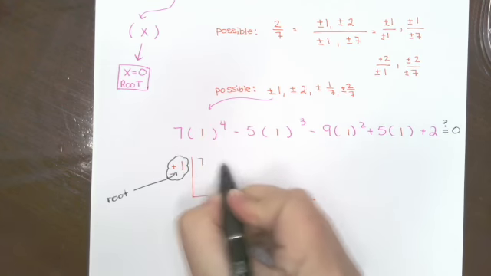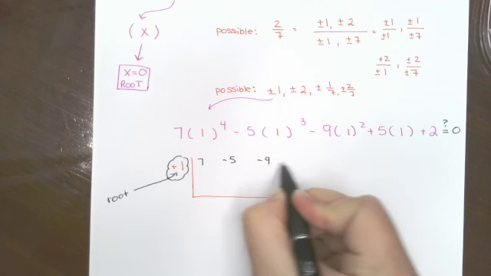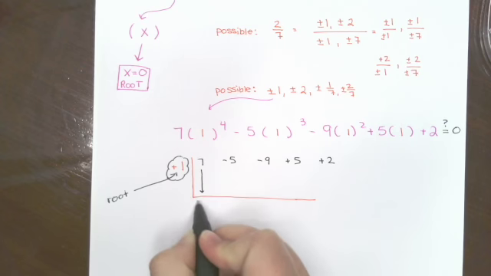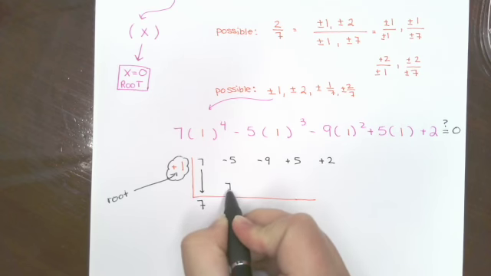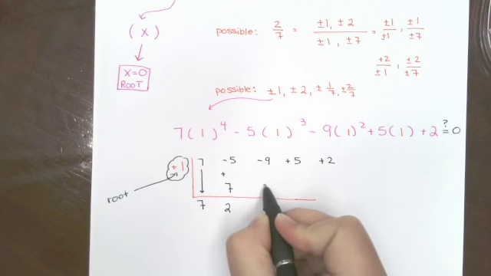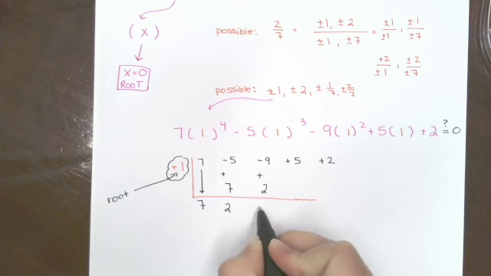So we have a 7, negative 5, negative 9, positive 5, and a positive 2. Synthetic division, bring down the 7. 7 times 1 is 7. Add, so we got 5, 6, 7, that is a 2. 2, add 7.